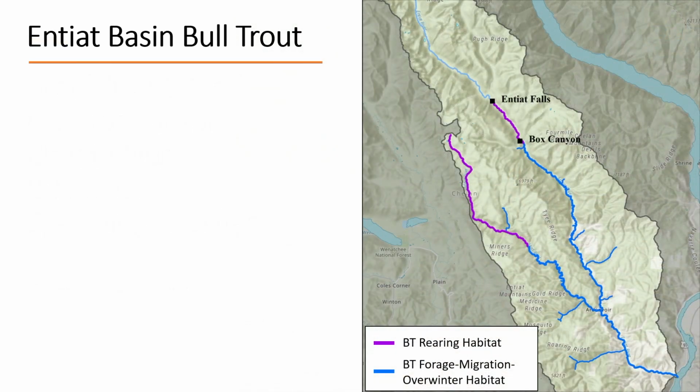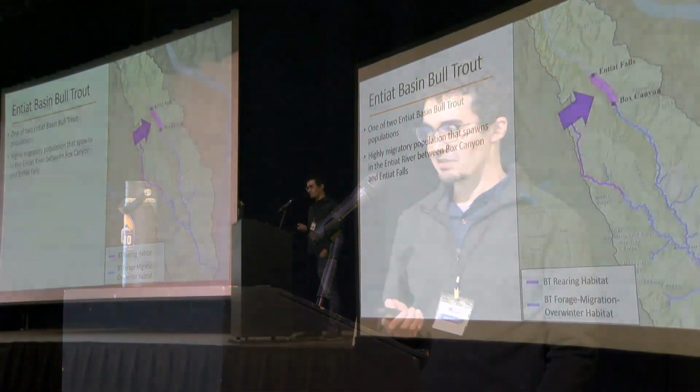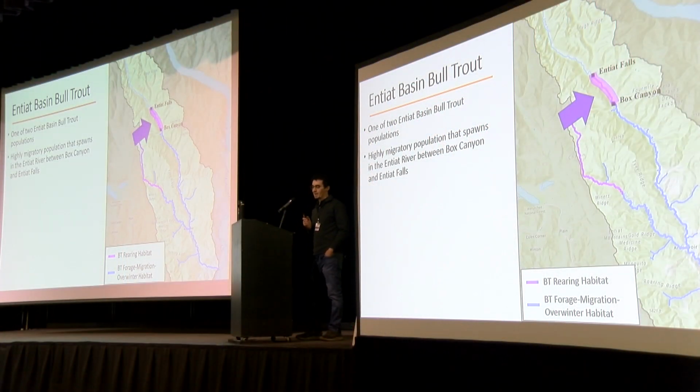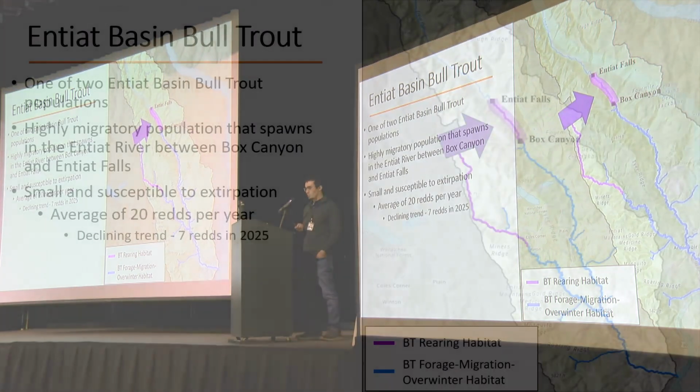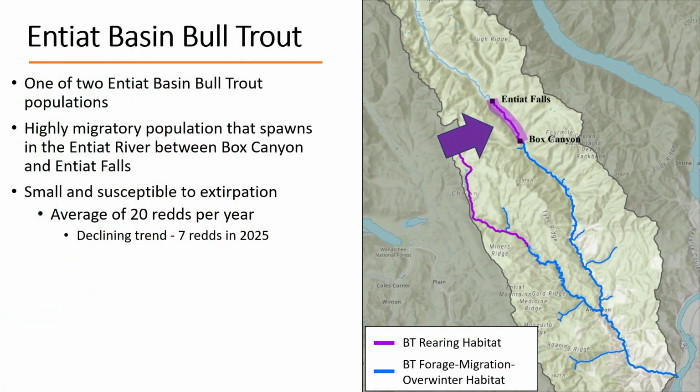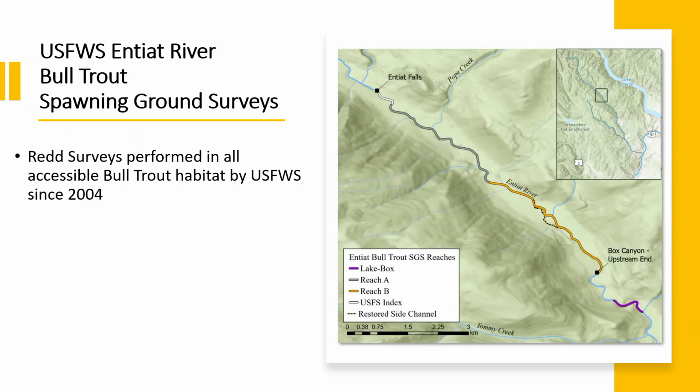Okay, so first we're going to start off with a real quick introduction to Eniot River bull trout. It's one of two populations in the Eniot Basin, and it's a highly migratory population that usually spawns and rears in the area between Eniot Falls and Box Canyon. And Tracy talked about this population yesterday. It's a small population that's susceptible to extirpation. It averages about 20 reds per year, but that's been a declining trend, and we are down to single digits, 7 reds last year in 2025.